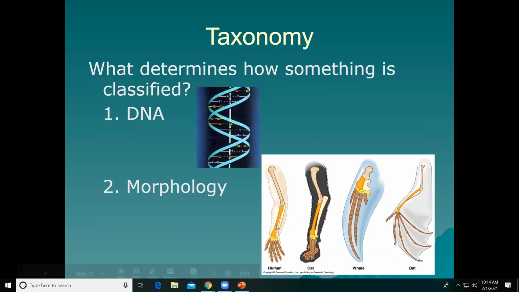We need to look in their forearm. We have the radius and the ulna for humans. Cats have a radius and ulna. Whales have a radius and ulna too. It's obviously a little different shape, but they're the same bones. Bats have the exact same as well.